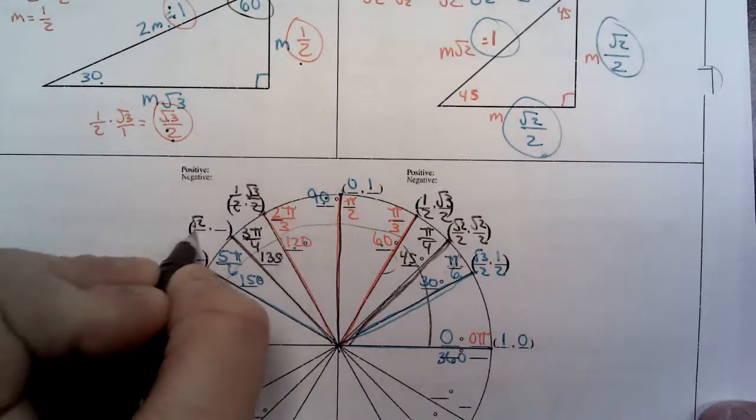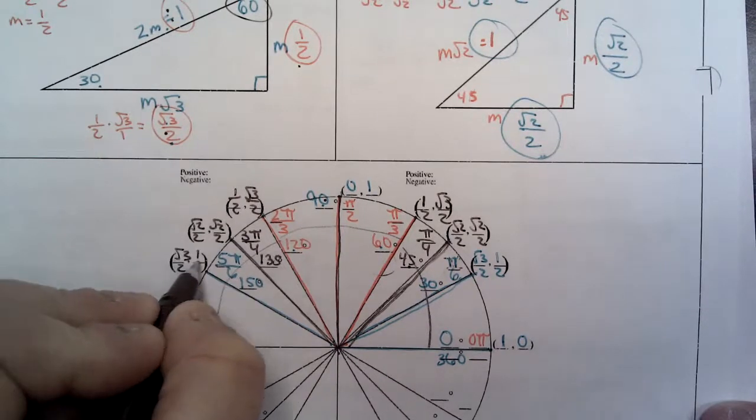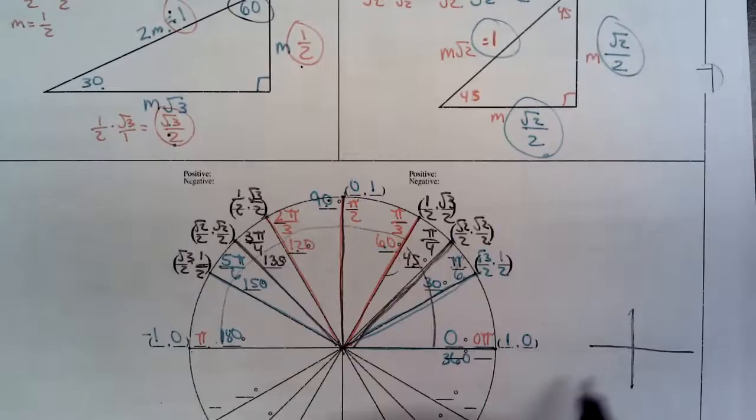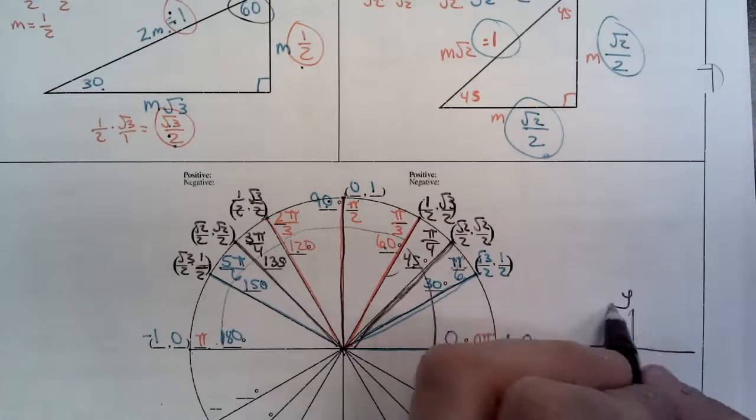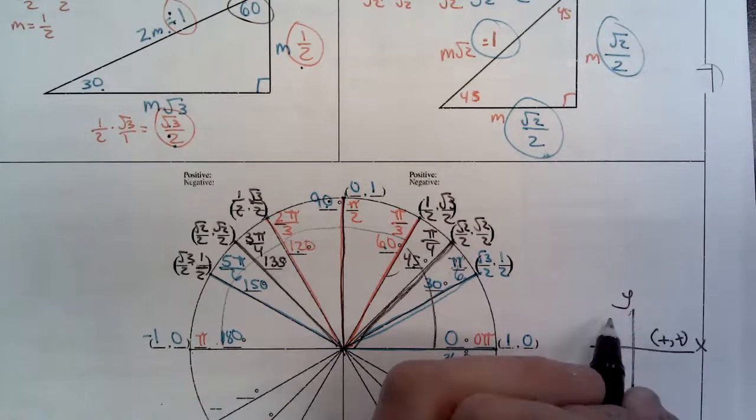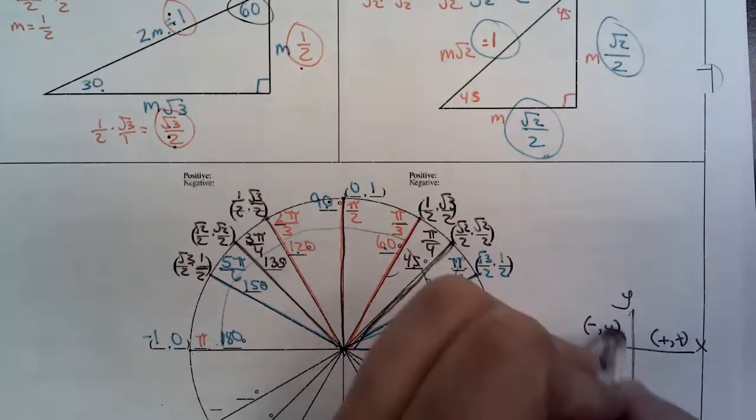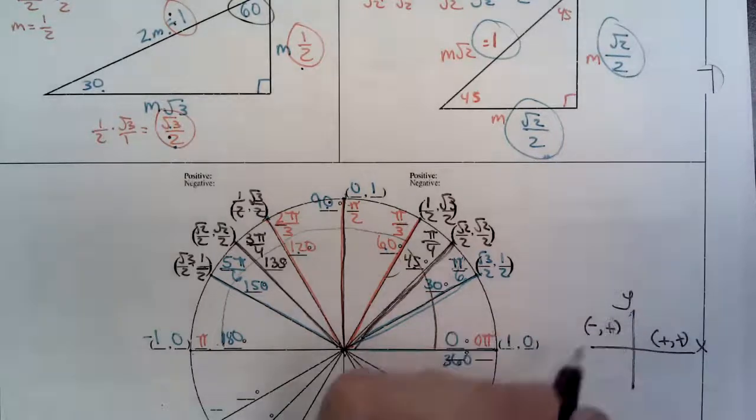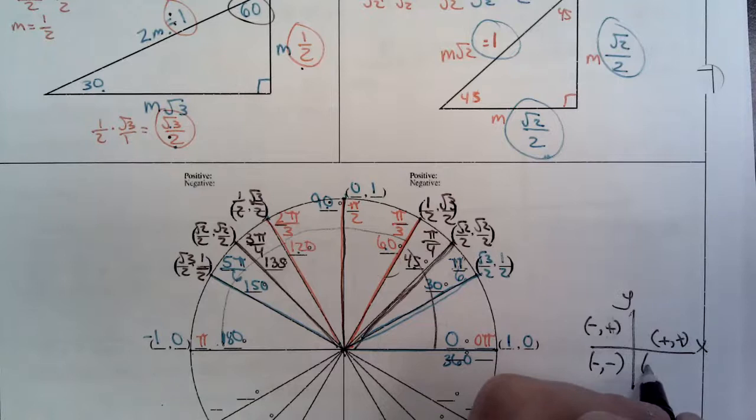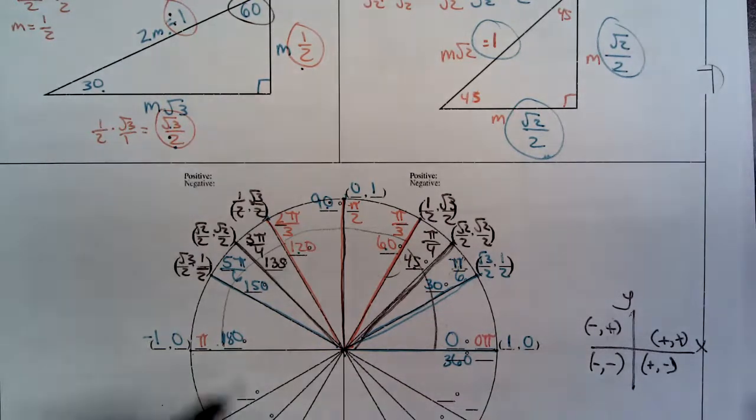So this is root 2 over 2, root 2 over 2. This is root 3 over 2 and 1/2. You also have to remember that this unit circle is on an XY coordinate plane. Our coordinates here are plus, plus. Here it's a negative x and a positive y. Here it's a negative x and a negative y. And here it's a positive x and a negative y. We have to make sure those signs are right.